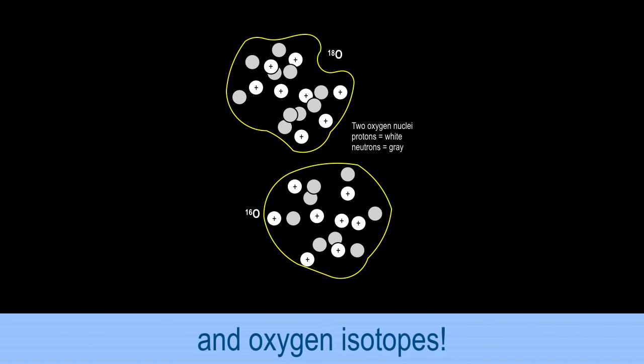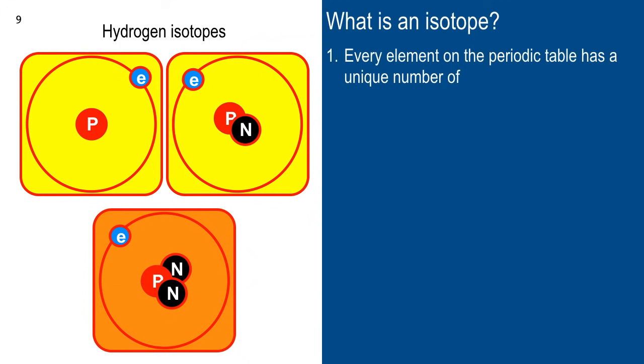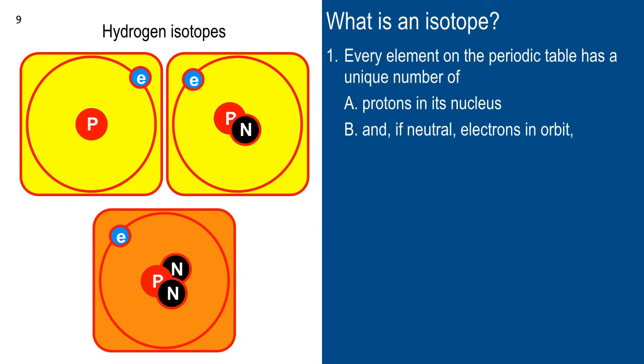All right? Now, if you haven't heard that word before, oxygen isotopes, let's go over it. Every element on the periodic table has a unique number of protons in its nucleus, and if it's a neutral atom, it will have the same number of electrons in its orbit. And these are hydrogen isotopes. So if it's neutral, there's the same number of electrons in orbit as there are protons. And it's the electrons that control chemical reactions.